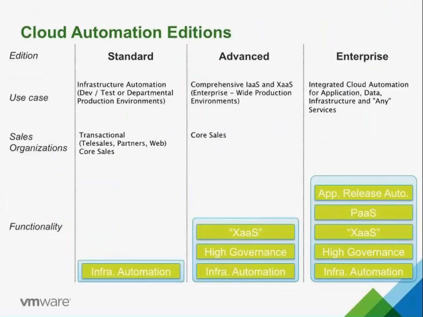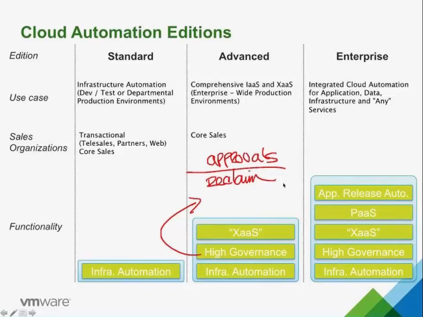So what do the editions do? Like I said, standard is really just infrastructure automation. So this is where people are going to start. Advanced, you get that high governance. And what does high governance mean? It means they have the ability to do the approvals, and it means they have the ability to also reclaim unused resources. And then you get up into enterprise, and you have the anything as a service, which we talked about, which is like vCenter orchestration, right?